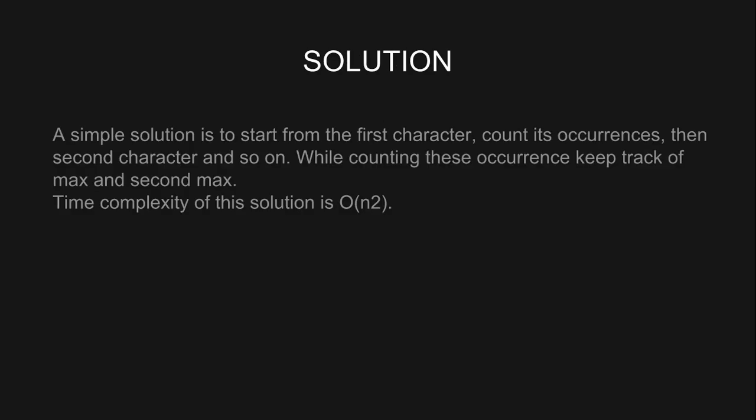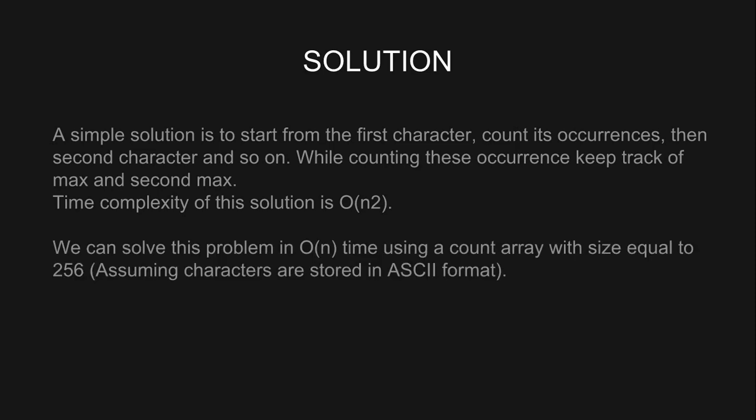Let's look at the solution. A simple solution is to start from the first character, count its occurrences, then the second character, and so on. While counting these occurrences, keep track of the max and the second max element. The time complexity of this solution is O(n^2). We can solve this problem in O(n) using hashing.